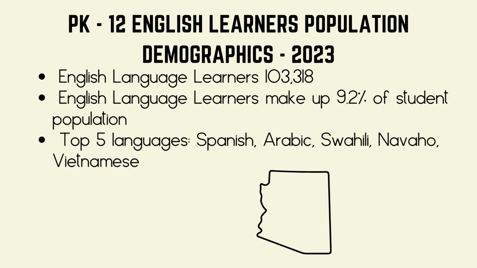In Arizona, among pre-K through 12th grade students, there are 103,318 students that are classified as English language learners. This number makes up 9.2% of the student population. The top 5 languages these English language learners speak are Spanish, Arabic, Swahili, Navajo, and Vietnamese. These numbers are recorded from 2023.